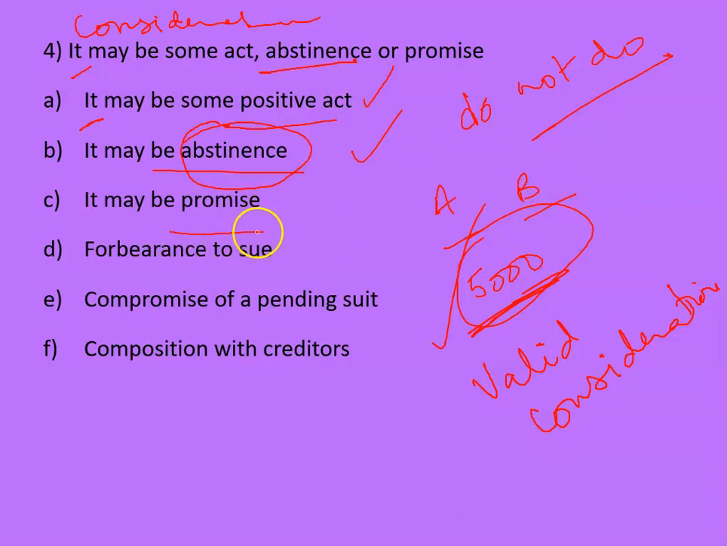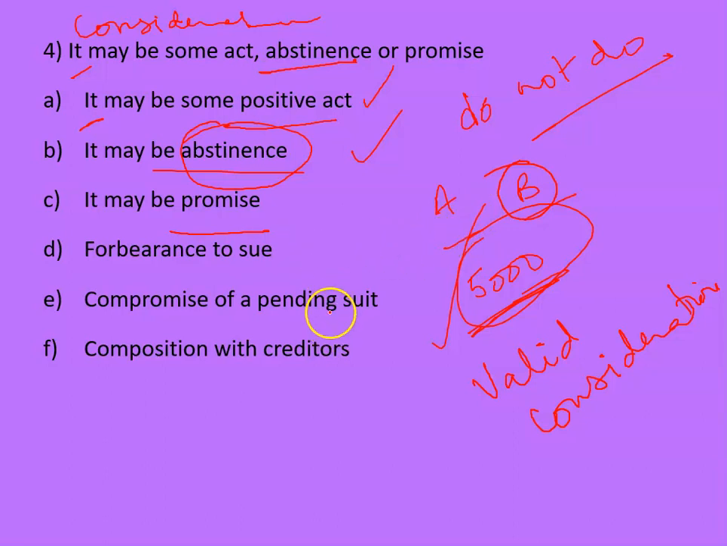Next one is, it may be a promise. So there is a promise also. For example, A makes a promise to B that he will be getting a certain amount of salary every month, and for that he will be managing the office of the organization which B is having, and A will manage that, right? So A will get a certain amount of salary every month, and for that salary he would be managing B's business, right? So this is what A is promising.